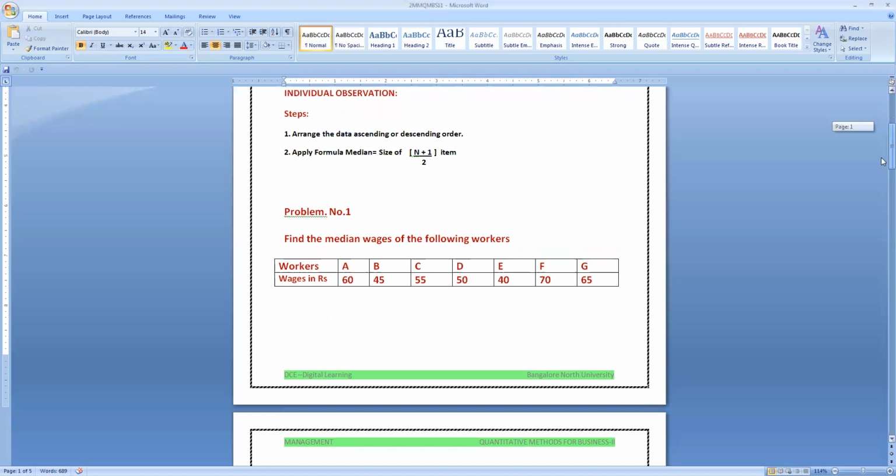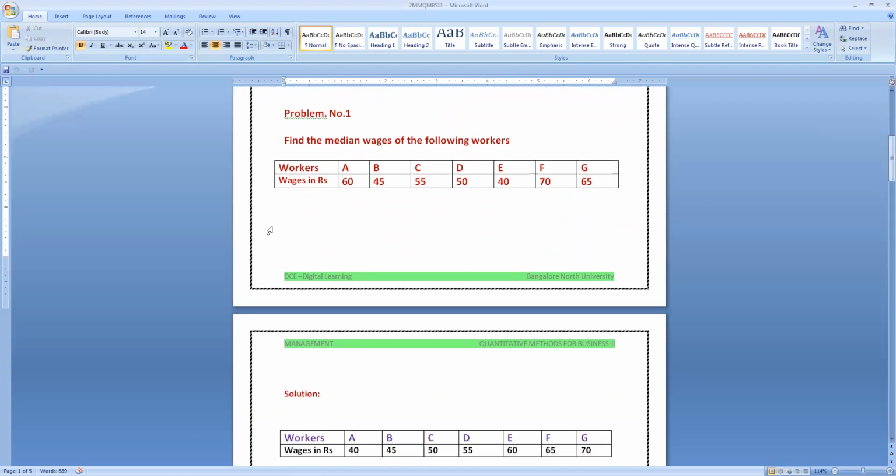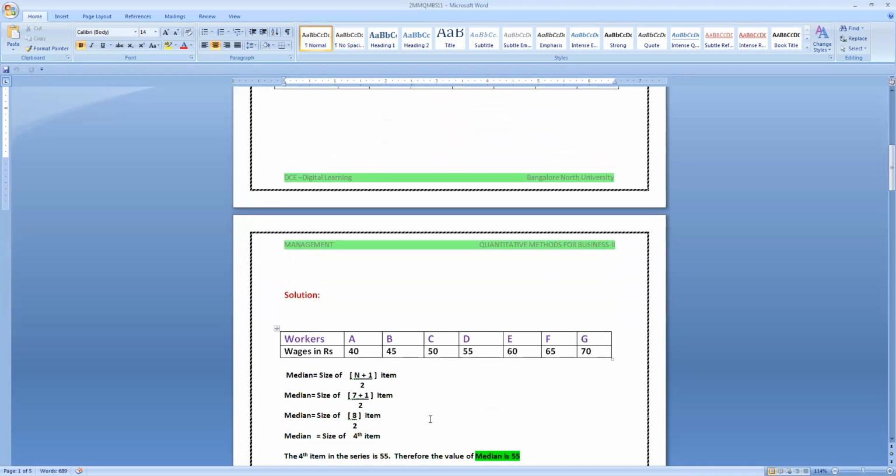Let us see a question here, problem number 1. Find the median wages of the following workers. Here they have given in one row the workers, and in the second row the wages paid to these workers. The wages paid for worker A is 60 rupees, for B worker 45, C 55, D 50, E 40, F 70 and G 65. Whatever the wages they have been paid, they have to be arranged in an order for the calculation of median.